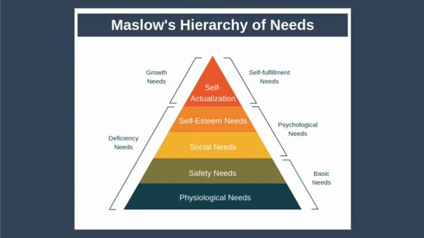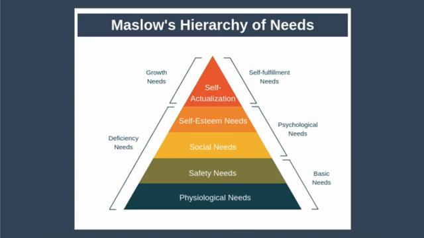Now, there are a couple of ways the model can be broken down at a high level that you can see on the right and left-hand side of the pyramid here. Now, the first is by breaking the model down into deficiency needs and growth needs. Deficiency needs, sometimes called D needs, are needs that motivate people when they are unmet. Now, the longer deficiency needs go unmet, the stronger the desire to fulfill that need will become.